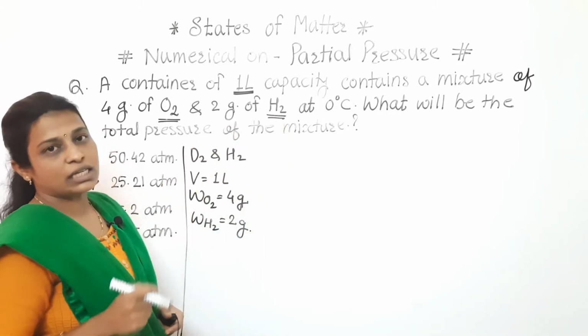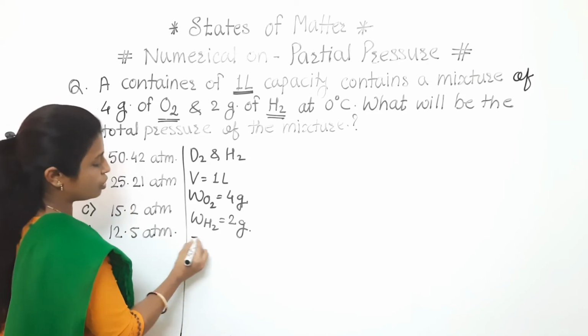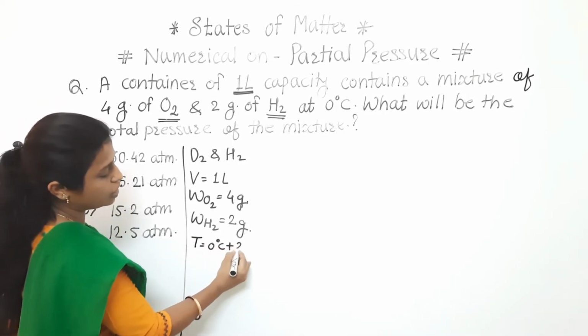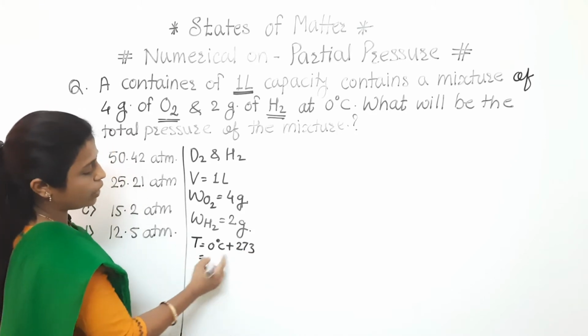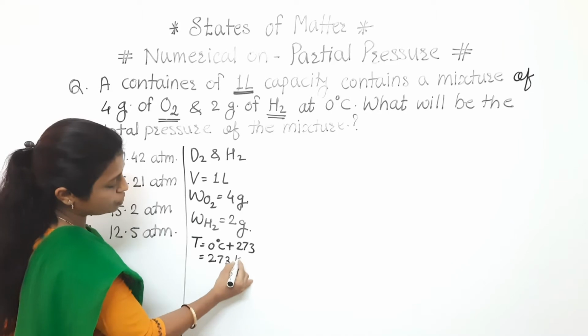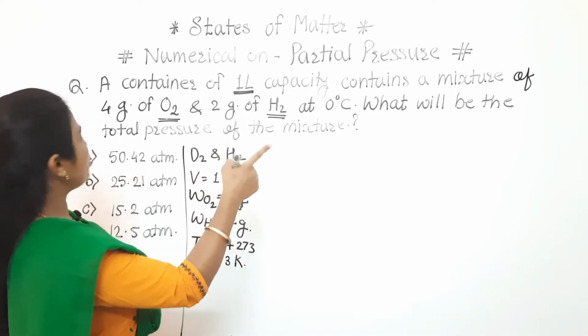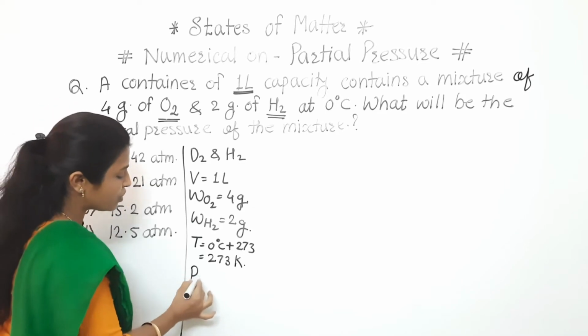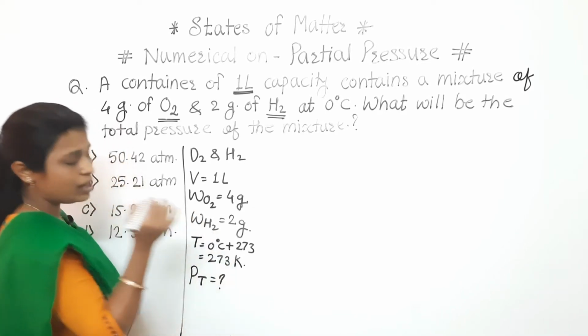At 0 degrees Celsius, temperature is also given. That temperature is given in degree Celsius, so to convert into Kelvin, we just have to add 273. So in Kelvin, the answer will be 273 Kelvin. What will be the total pressure of the mixture? What we have to find out is the total pressure.